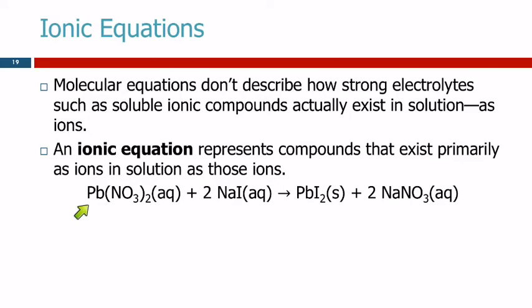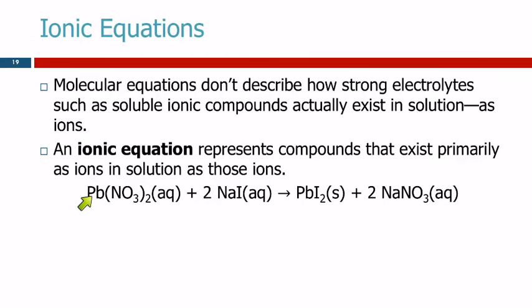If we want to write an ionic equation, we're going to look at anything that's aqueous and separate it into ions. The only exceptions would be weak bases or weak acids, because those are weak electrolytes. And so they're present primarily as molecules and not as ions. But ionic compounds that say aqueous are going to be separated into their ions.